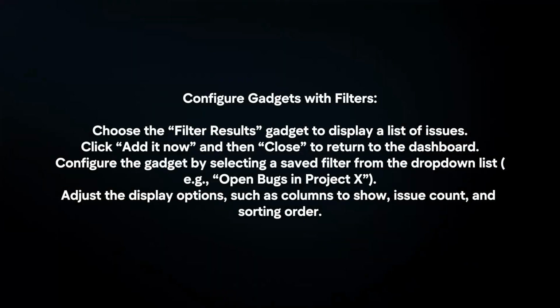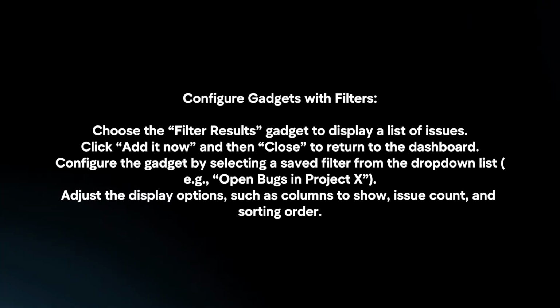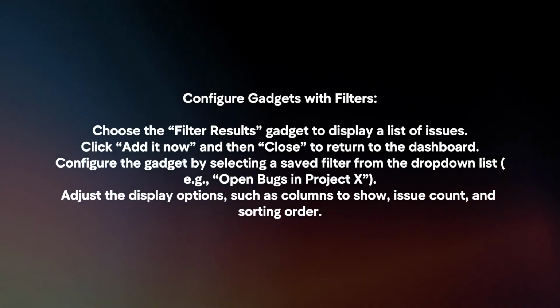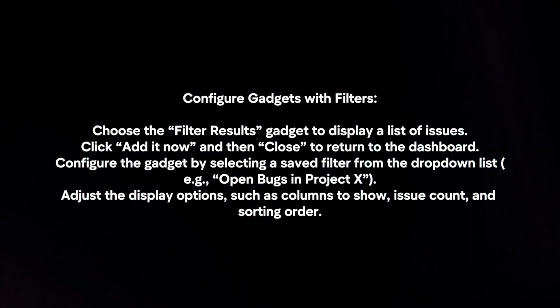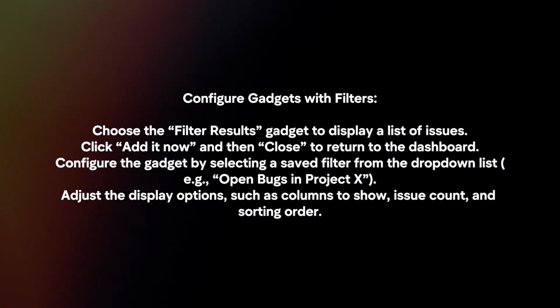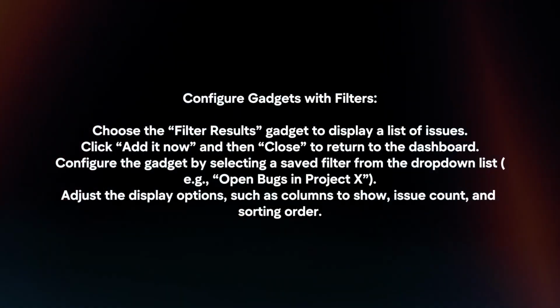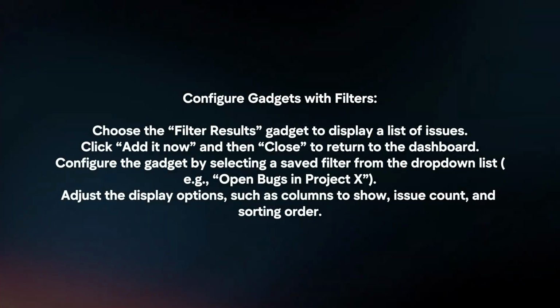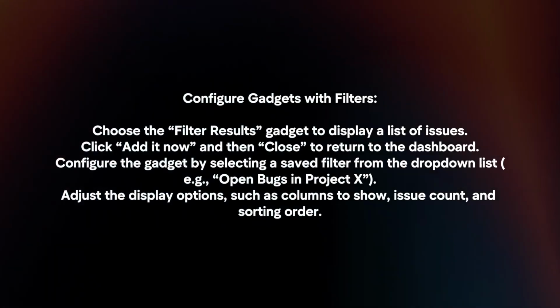Configure gadgets with filters. Choose the filter results gadget to display a list of issues. Click Edit Now and then close to return to the dashboard. Configure the gadget by selecting a saved filter from the drop-down list. Adjust the display options, such as columns to show, issue count, and sorting order.